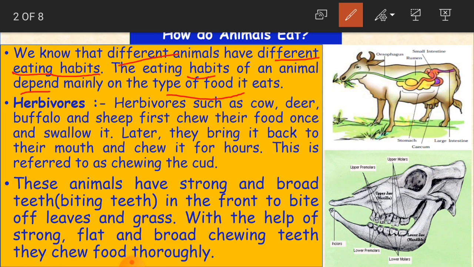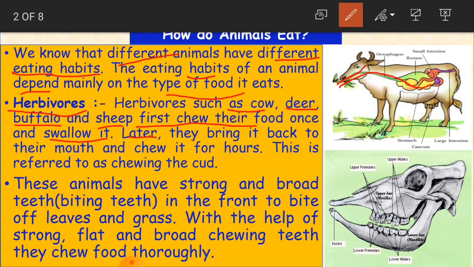And here we learn about the herbivores. So what are herbivores, children? Herbivores are only plant-eating animals; they take only plant food. Herbivores such as cow, deer, buffalo and sheep, how do they eat? They first chew their food once and swallow it. When they take food into their mouth, they just chew the food and swallow it.